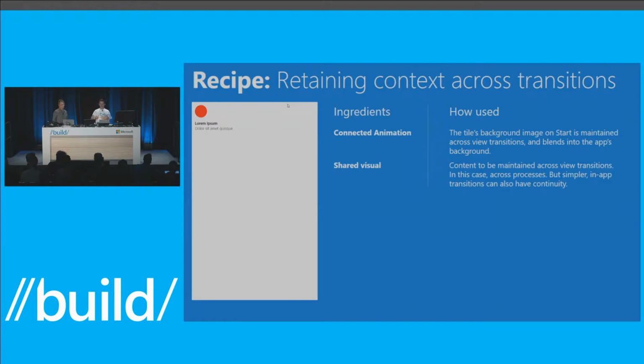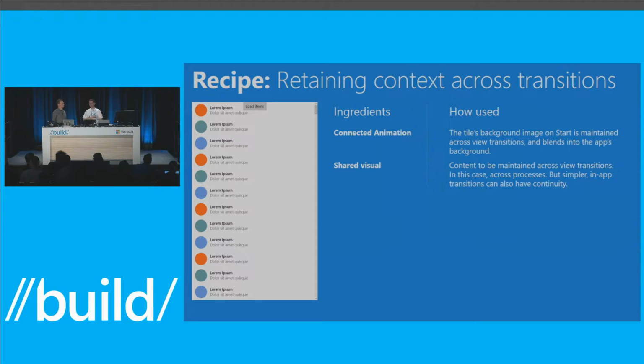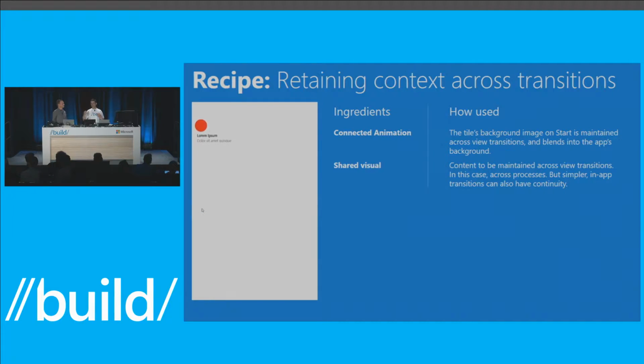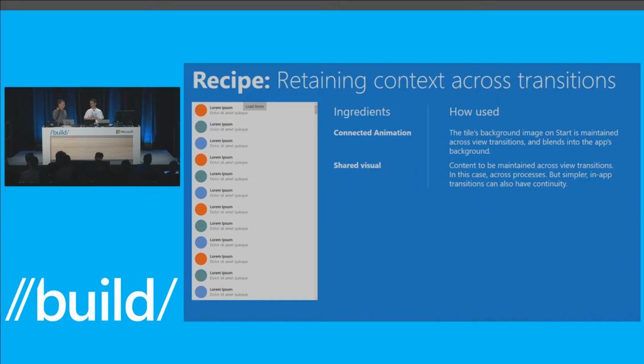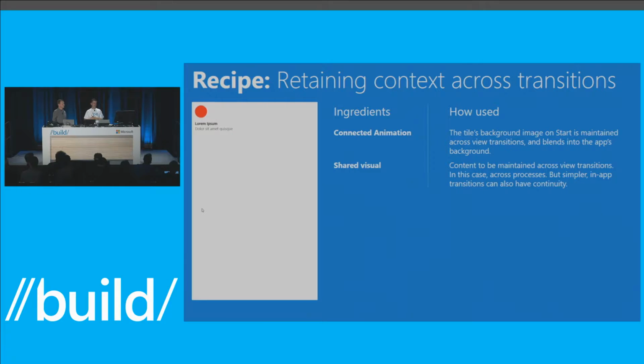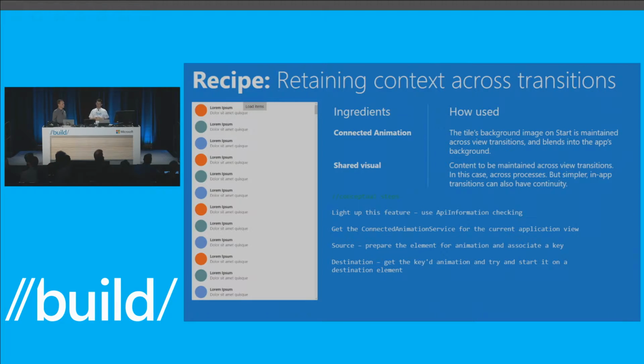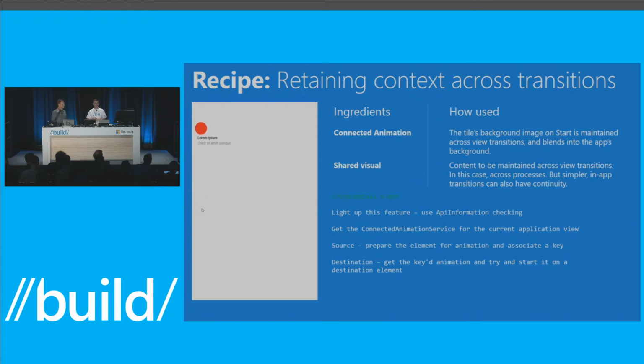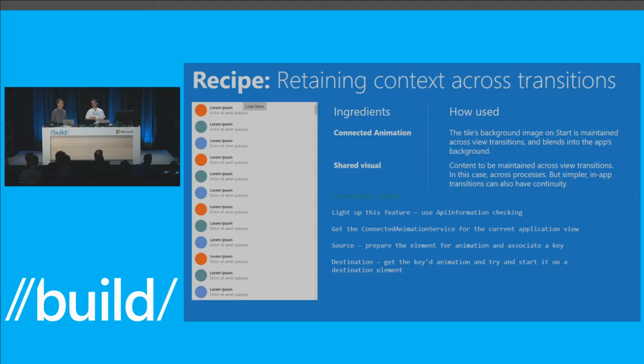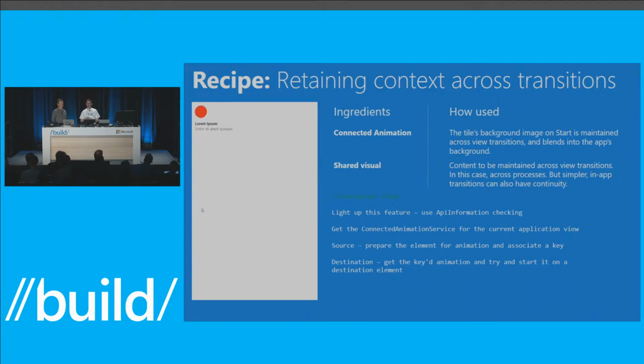So we want to give you the tools so that you can create a way to connect visuals from one view to another, in order to provide that context across the navigation or different view changes to your users. And we're going to do that in a very simple way. We call these connected animations. And we're going to show you how to light up this feature so that you can write the code today. If you have an app that ships on the November update, you can still ship that app and light this code up as people start using the next version of Windows.